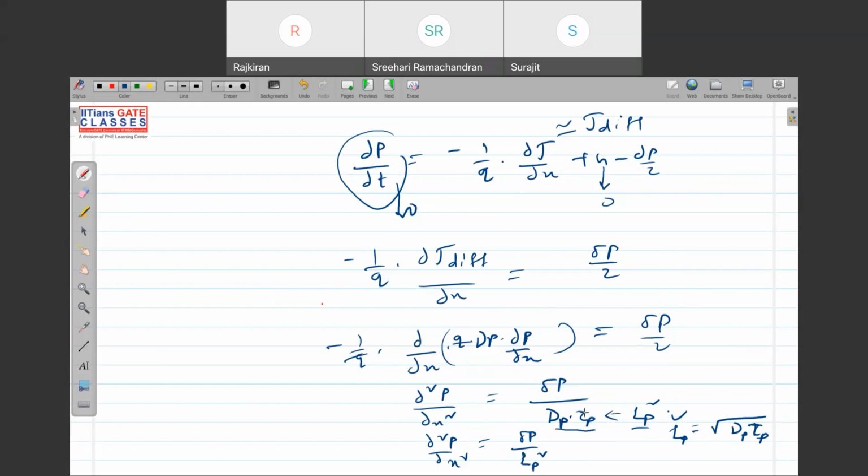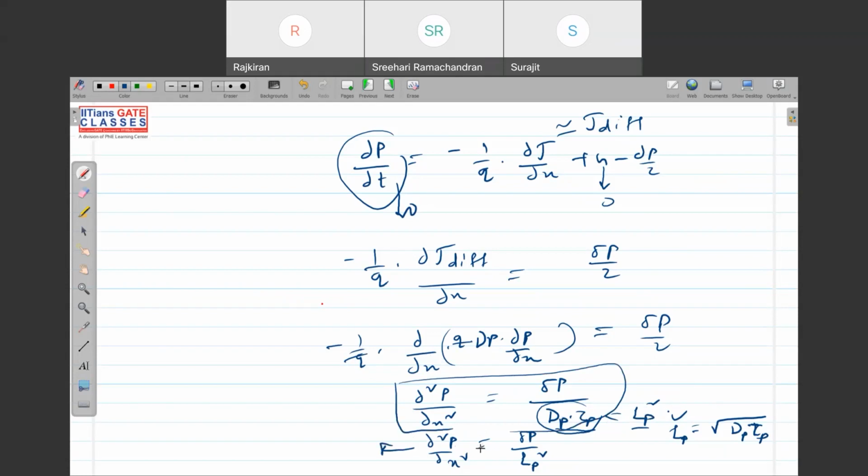See, this is the equation, right? If you solve this equation, I'm just denoting this one as another constant, Lp square. This equation you understand, right? So Dp and tau p, I'm just denoting as Lp square. Why Lp square? I will tell you.